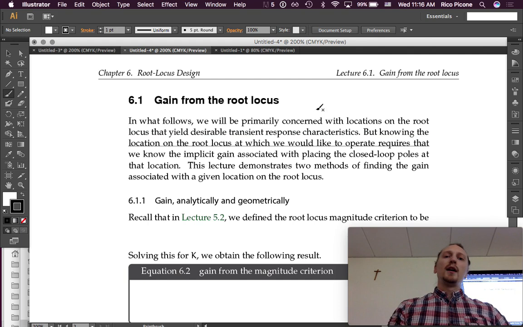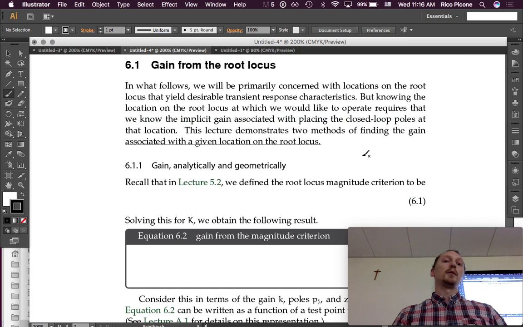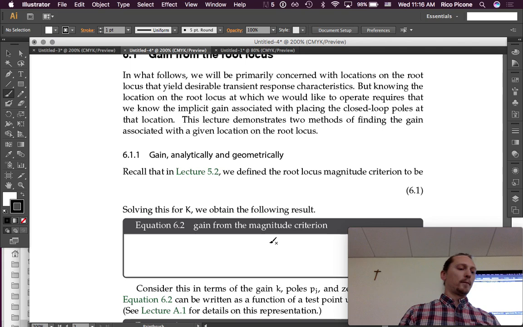But knowing the location on the root locus at which we would like to operate requires that we know the implicit gain associated with placing the closed loop poles at that location. This lecture demonstrates two methods of finding the gain associated with a given location on the root locus. There's the analytic way of doing it, and there's the geometric way, which is tied together with it, analytically and geometrically. And then we'll do the easy way with MATLAB.